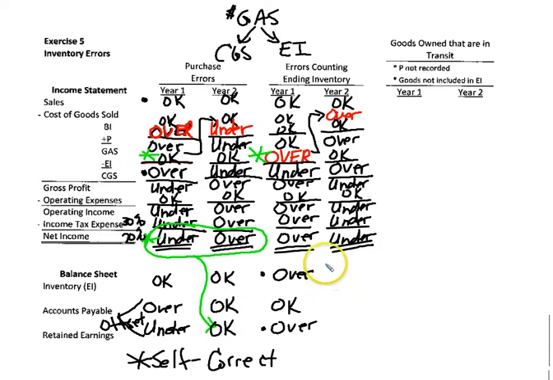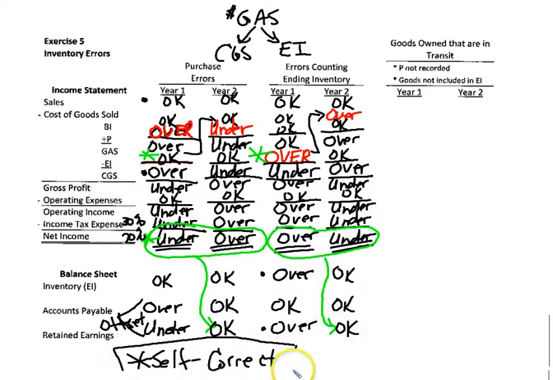Okay, moving forward, ending inventory is okay. Nothing was wrong with purchases and accounts payable. And then for retained earnings, these two net incomes counterbalance, and it's going to be okay. So again, we can see that errors in inventory self-correct over 2 years.